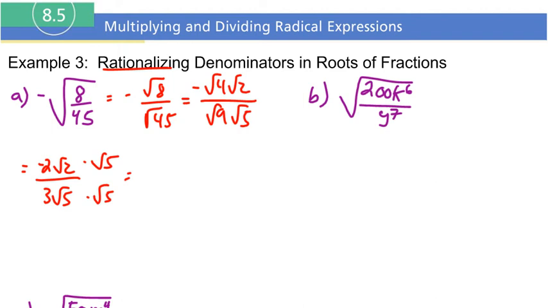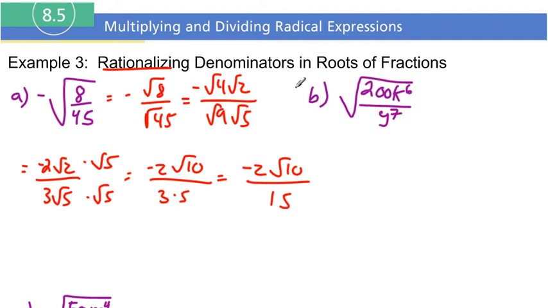So I multiply the radical 5 and the radical 2, and I get negative 2 radical 10, since 2 times 5 is 10. In the denominator, I get 3 times 5. So my final answer is negative 2 radical 10 all over 3 times 5, which is 15.